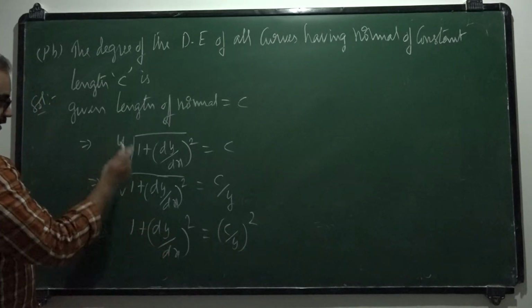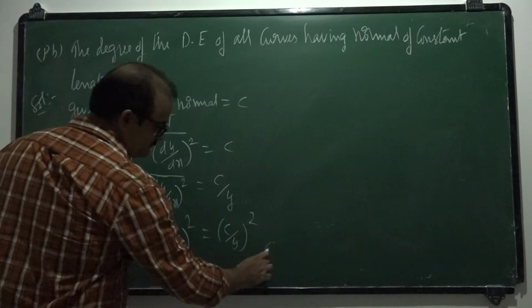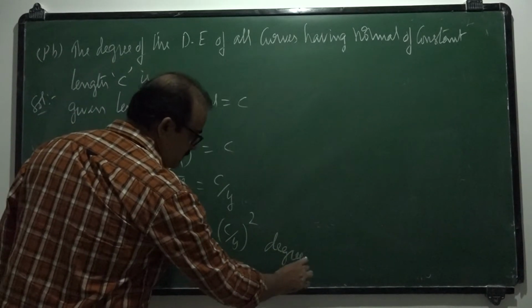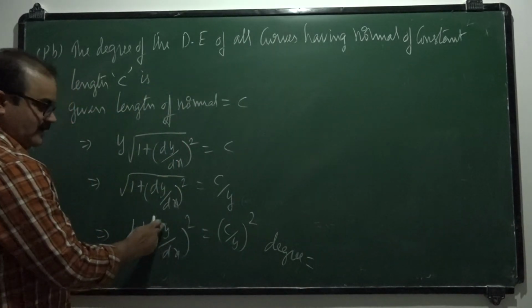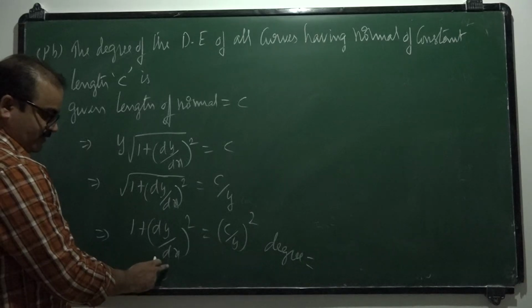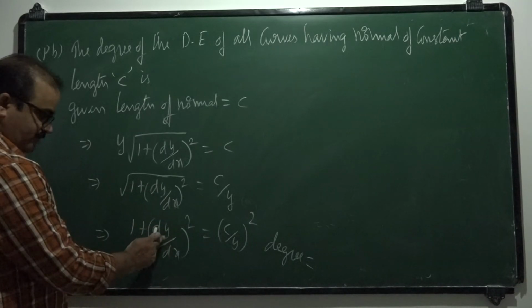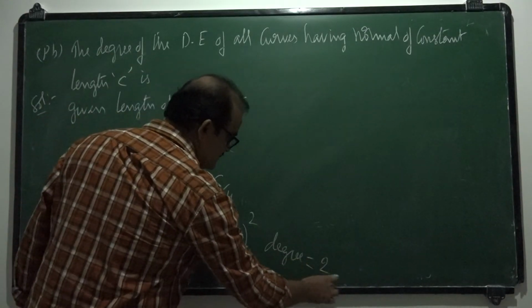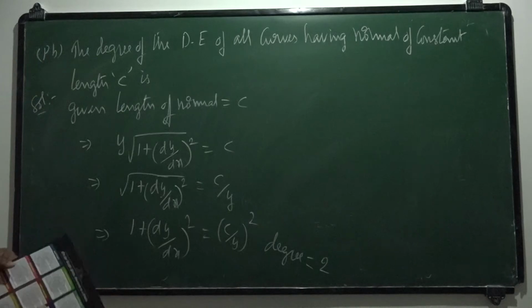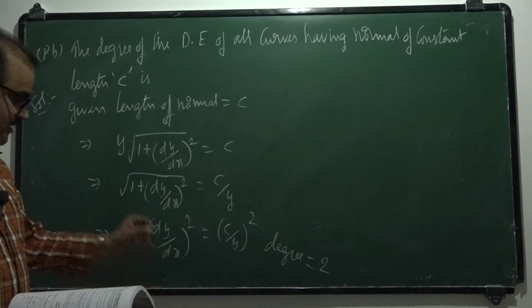Next, here we want to find degree. Degree means the power of the highest derivative. Here the highest derivative is first order. The power of this dy by dx is 2. So the degree of this equation is 2. Degree means power of the highest derivative. Here the highest derivative is 1.